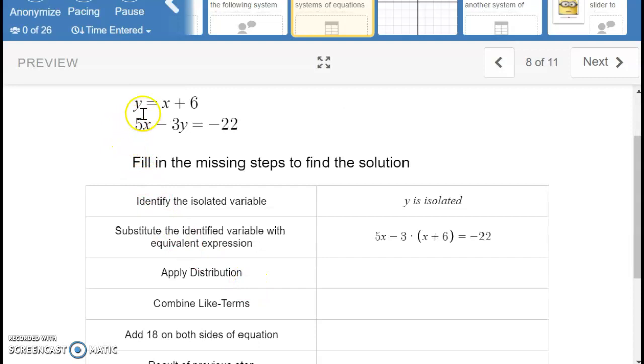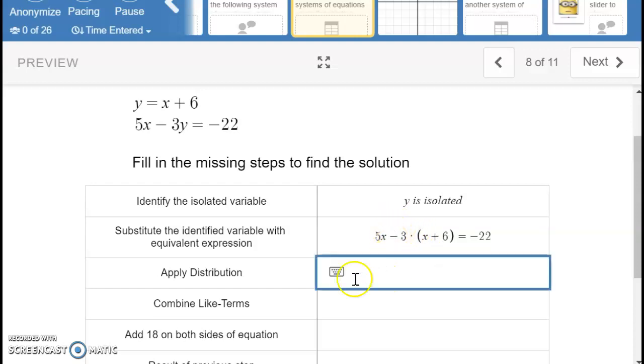Okay, so you have two equations, y is equal to x plus 6, and 5x minus 3y is equal to negative 22. So y is isolated, so whenever we see a y in the second equation, we're going to use x plus 6 instead. So we put a parenthesis where y is, and you put x plus 6 wherever y is. Then apply distribution. That means what is being multiplied to the parenthesis? What's inside the parenthesis is being multiplied by not 3, but negative 3.